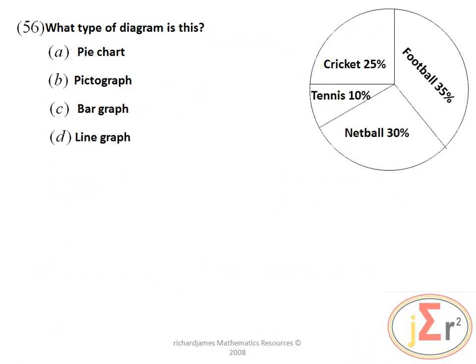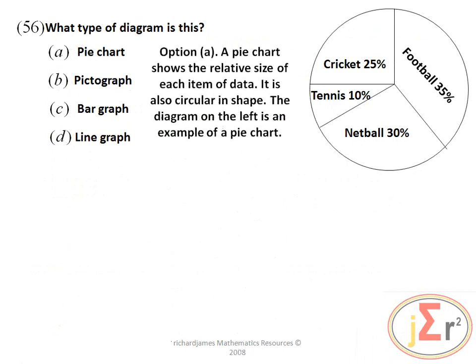What type of diagram is this? Is it a pie chart? A pie chart shows the relative size of each item of data. It is also circular in shape. The diagram is an example of a pie chart. Option A is correct. What about the other options?